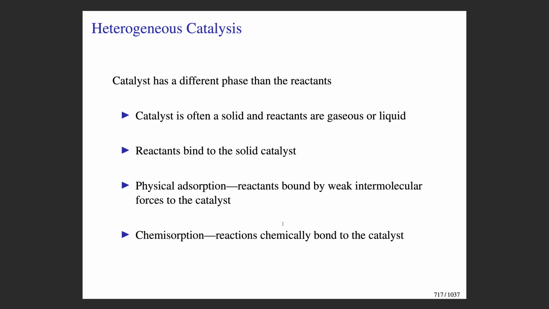In heterogeneous catalysis, the catalyst has a different phase than the reactants. Oftentimes the catalyst is a solid and the reactants are either gases or liquids. What happens is the reactants bind to the solid surface of the catalyst. This can be through physical absorption, that is through weak intermolecular bonds, or the reactants can chemisorb to the solid, that is they can actually react and form bonds with the solid. Either way, a reaction occurs at the solid and then the products are released.